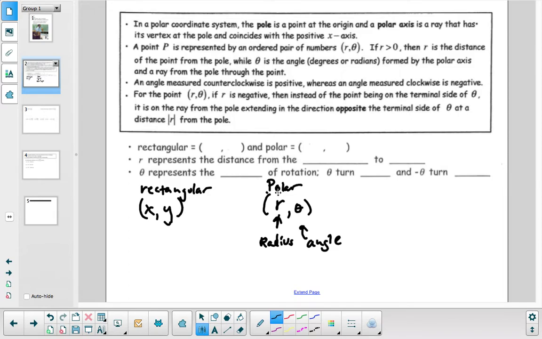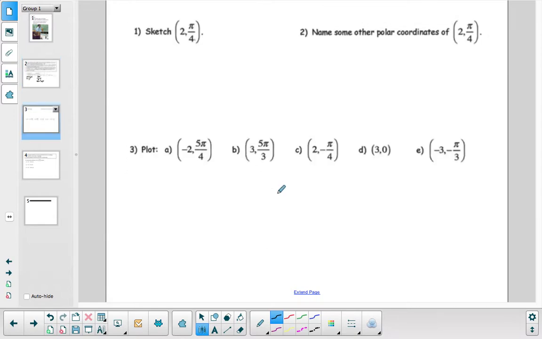So the idea behind a polar coordinate: you have the radius and you have the angle. The tricky part about the radius is that it can be negative, and a negative radius just means that you flip the ray over to the opposite direction. So it does matter if it's positive or negative, but we'll have an example of that in a second.